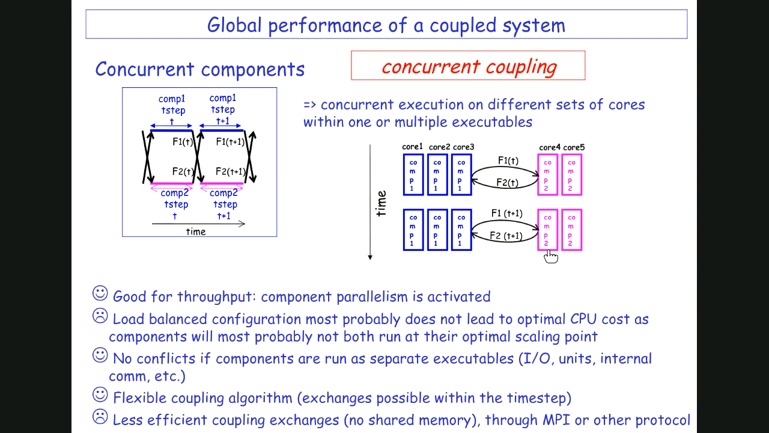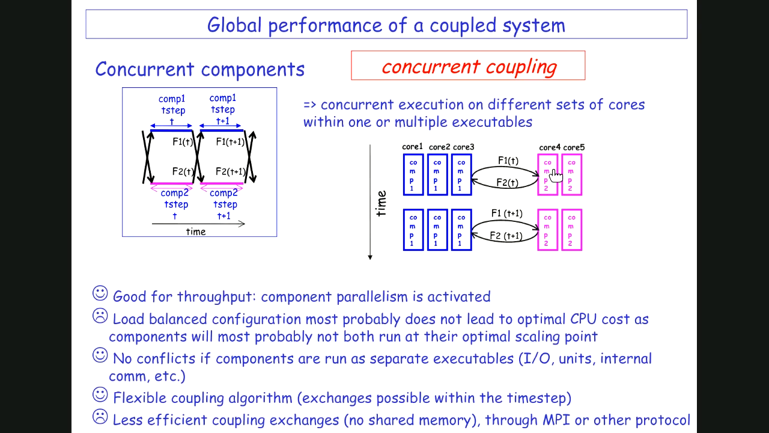It's probably harder to load balance this type of configuration, because you have to find the number of cores on which to run each component so that they run at the same speed. You don't want one component to be finished and waiting for the other. So you have to make different tests, and you have to find the number of cores which will make the two components run at the same time in order not to waste resources.